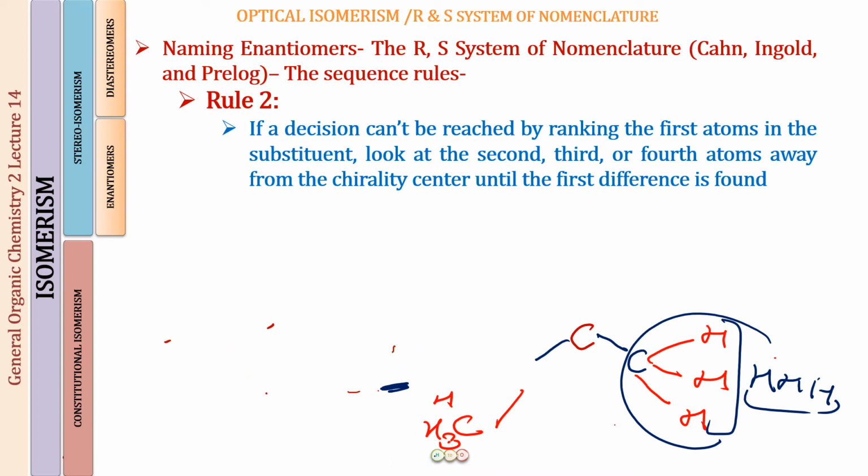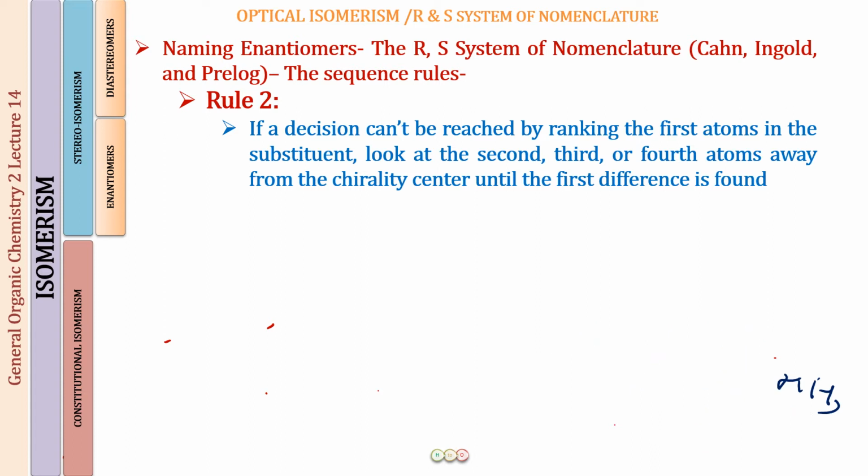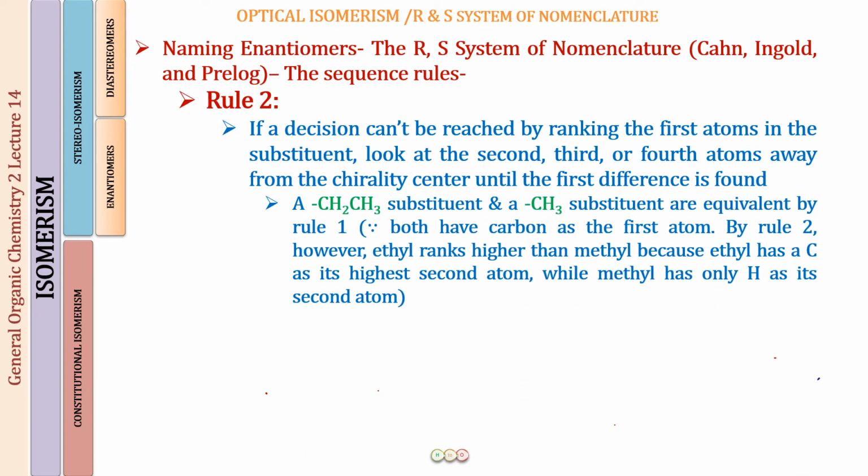So I'll just rub this out first and then we will be doing a few more examples as well, so that the concept is perfectly clear to you. So what you have learned now is that we had a methyl group and an ethyl group. Both of them were equivalent by rule number 1 because both had carbon as the first atom. And by rule number 2, the ethyl was ranked higher than the methyl group because ethyl had a carbon as its highest second atom, whereas methyl only had hydrogen as its second atom.